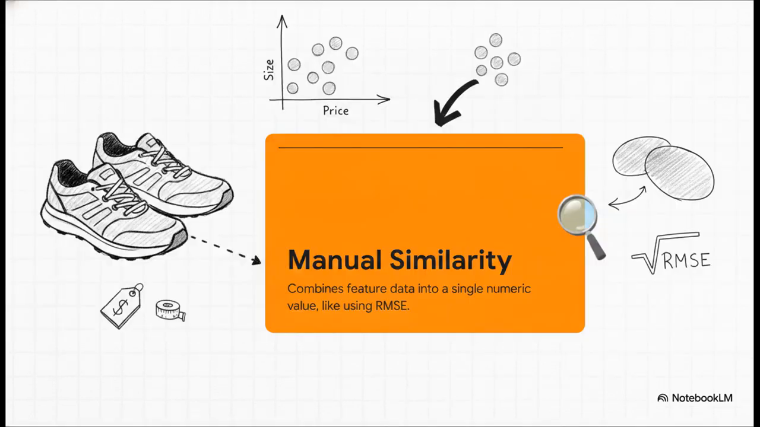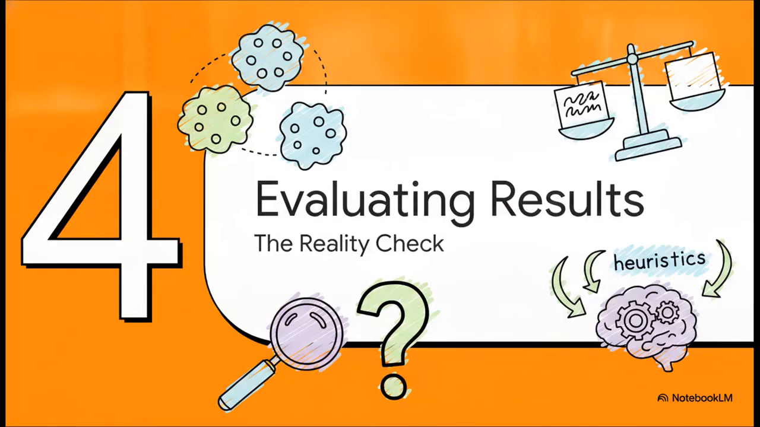But wait, actually, how does the algorithm know what is nearest or most similar? Well, as a quick refresher on manual similarity, we basically combine feature data into a single numeric value. Imagine a dataset of shoes with two numerical features, size and price. After scaling the data, we calculate the root mean squared error, or RMSE. By doing this math, the algorithm can objectively distance a size 8 shoe costing $120 from a size 11 shoe costing $150. Next up is Section 4, evaluating results.